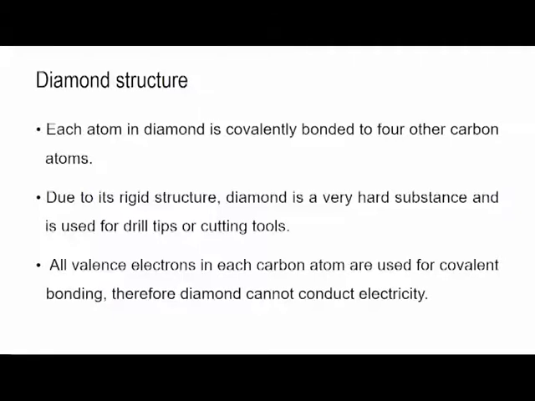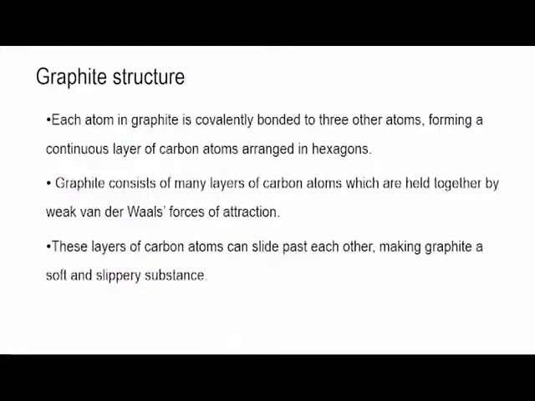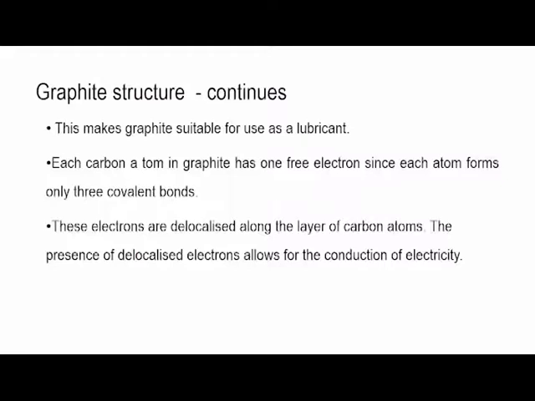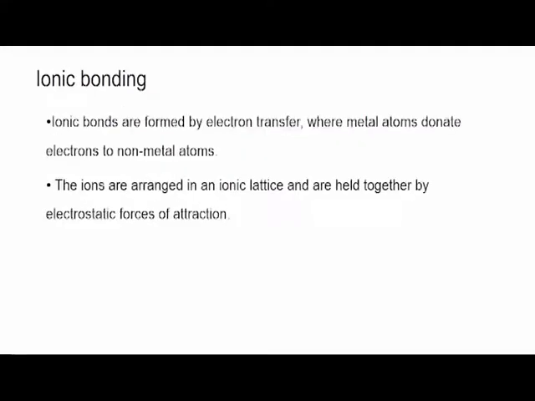So the next slide just explains briefly the structure of diamond and graphite, as well as their properties and their uses depending on their structures. So we move on to the next type of bond, which is ionic bonding.